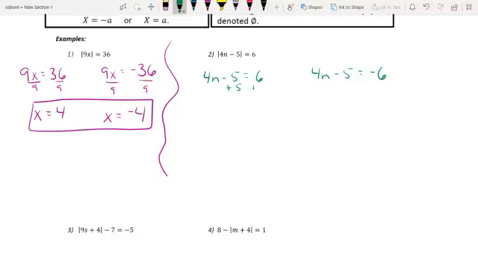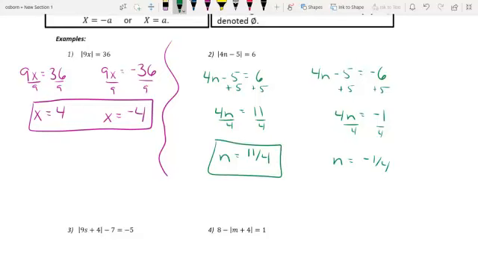For these, I've got 4n minus 5 equals 6, and 4n minus 5 equals negative 6. So I'm going to add 5 to both sides. That gives me 4n is equal to 11, divide by 4, and that gives me n is equal to 11/4. Then I'm going to go ahead and do the next one. I'm going to add 5 to both sides. That gives me 4n is equal to negative 1, divide both sides by 4, and I get n is equal to negative 1/4. So once again, two solutions.